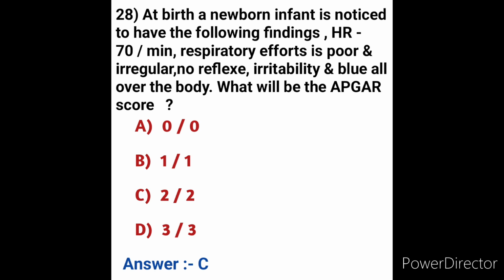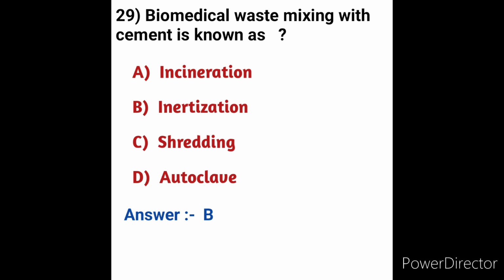Here the heart rate is 70 beats per minute, respiratory efforts are poor and irregular, there are no reflexes or irritability, and the baby is blue over the body. Option C is the correct answer. The Apgar score is 2, so the baby needs medical support. Next, moving on to question number 29.